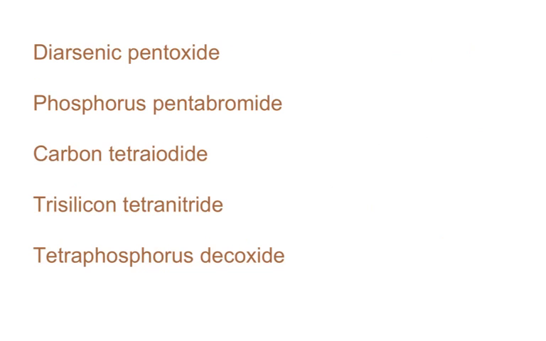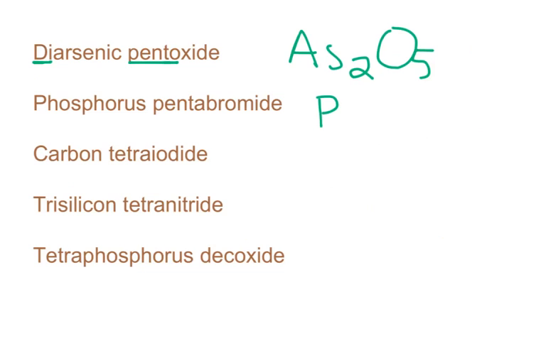All right, next set of examples. This is going the other way, so from the name to the formula. Again, we just look at the little prefixes that are in front. So these elements are arsenic and oxygen. Well, the prefix on arsenic is di, so that means there are 2 arsenics. The prefix on oxide is pent, or penta. That's 5, so As2O5.